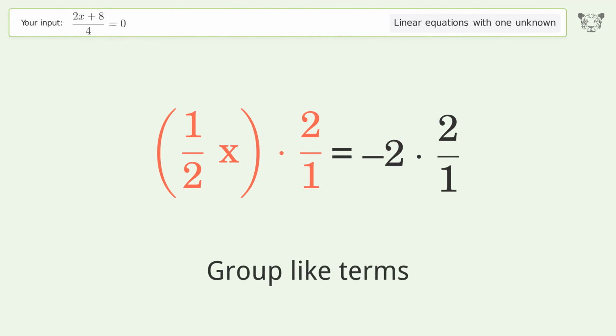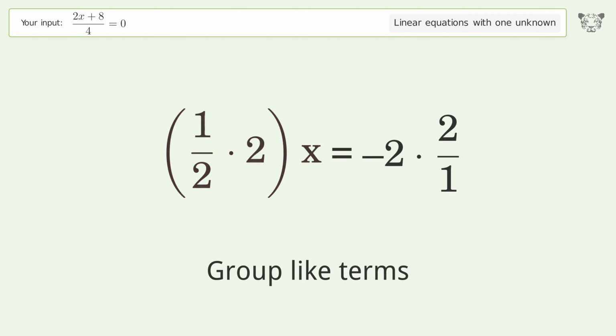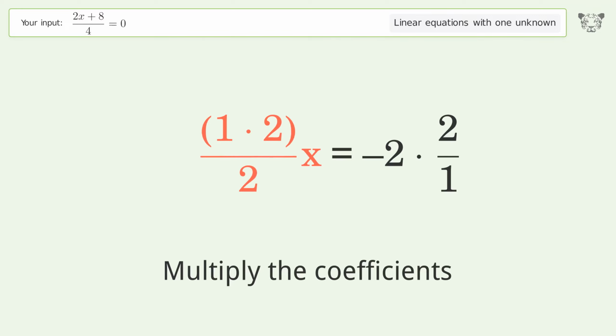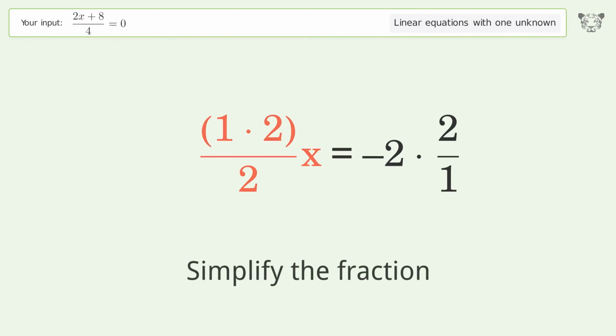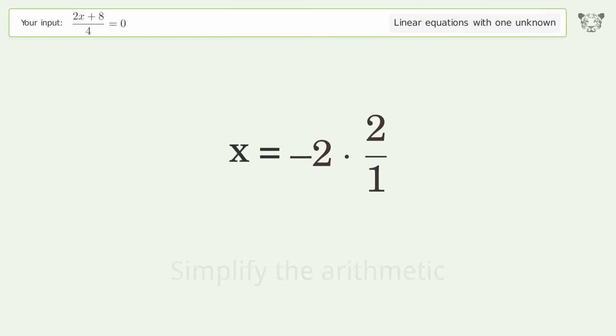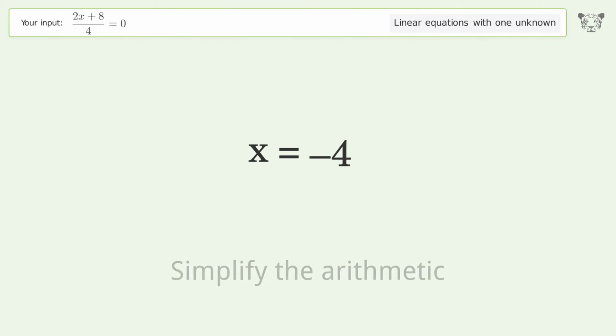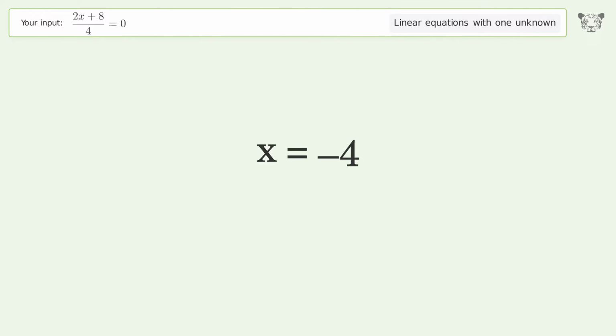Group like terms. Multiply the coefficients. Simplify the fraction. Simplify the arithmetic. And so the final result is x equals -4.